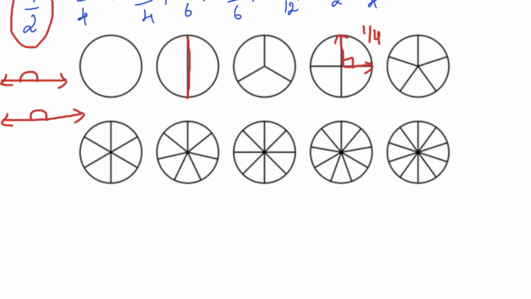Don't get confused. So we have 1/6. So here we have 1, 2, 3, 4, 5, 6. So 1/6, this one. This is an acute angle, less than 90 degrees. Next we have 4 by 6.